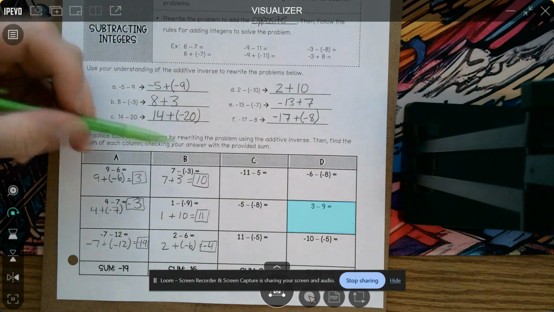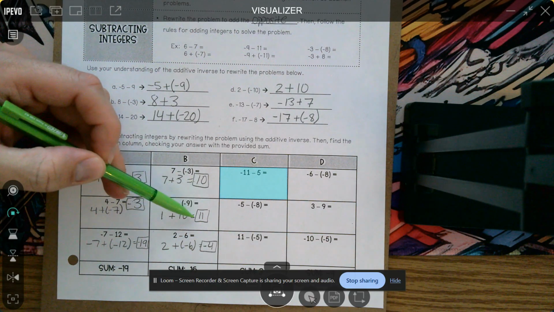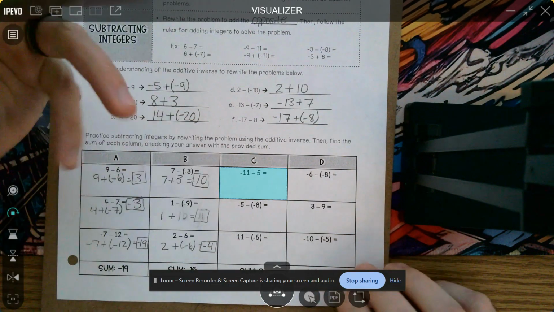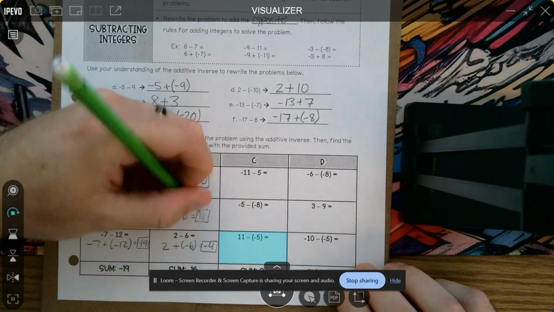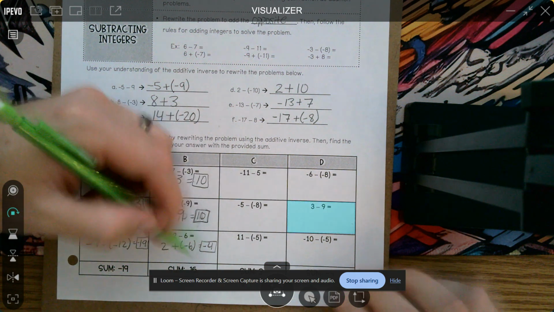Check your answers. We got 7 plus 3 is 10 for the first one. 1 plus 9 equals 10; I made a mistake there, sorry about that. And then 2 plus -6 equals -4.